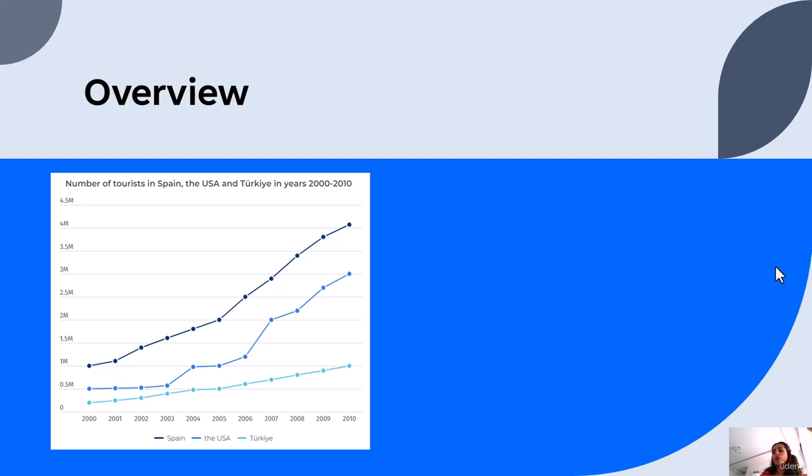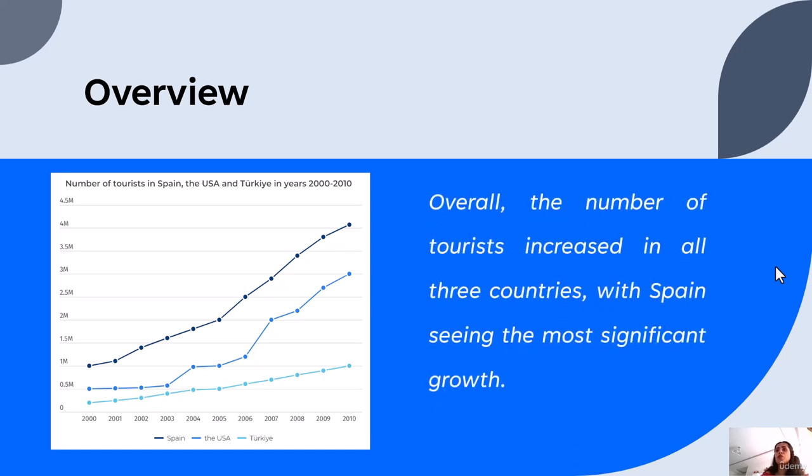The overview. The overview is crucial and should highlight the main trends or key features. Avoid giving too many details here. Instead, focus on the big picture. For instance, overall, the number of tourists increased in all 3 countries, with Spain seeing the most significant growth. This gives a snapshot of the data.